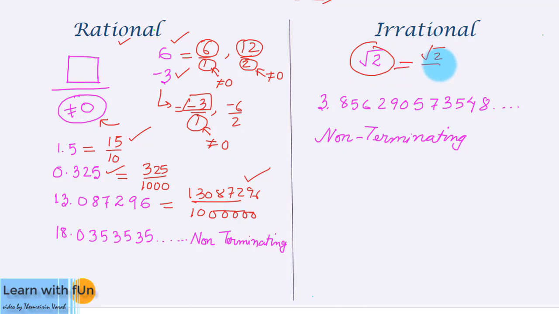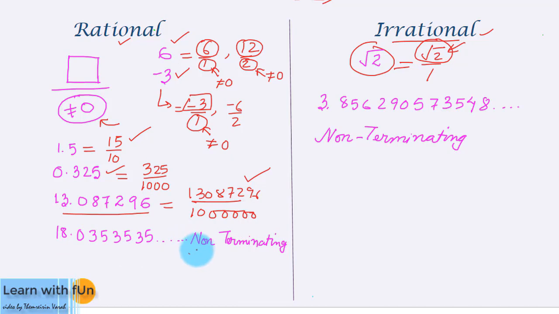Now let's take √2. Can √2 be written as some integer upon another integer? No, because when you write √2 as √2 upon 1, then √2 is not an integer. So √2 is an irrational number, which we will prove in our succeeding videos.